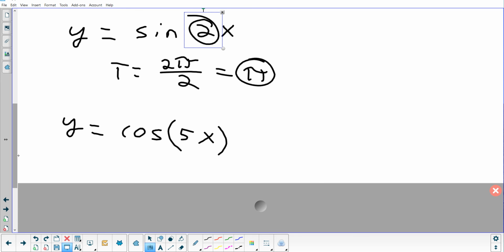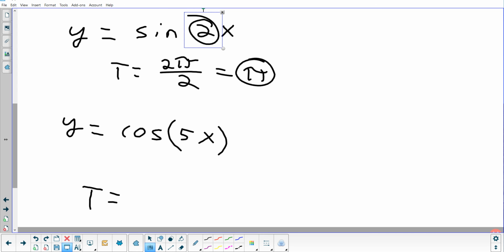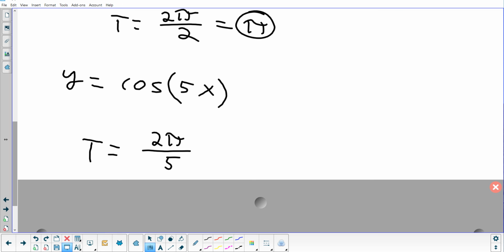Cosine 5x. So, Annika, if I want to find the period of this one, what would go in the top of my fraction? 2 pi. And what would go in the bottom? 5. So the original cycle was 2 pi, and you've taken the original cycle and you've divided it by 5. That means you compressed it. You made it 5 times smaller. And this time, there's nothing to reduce, so we just leave it just like that.